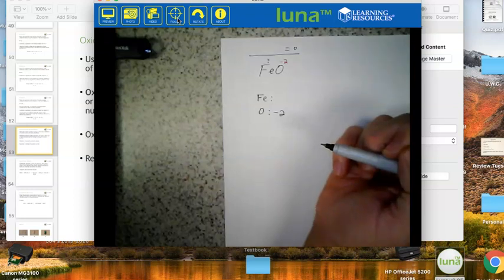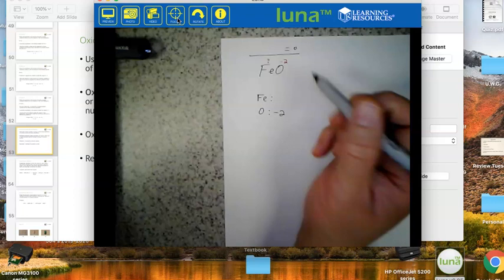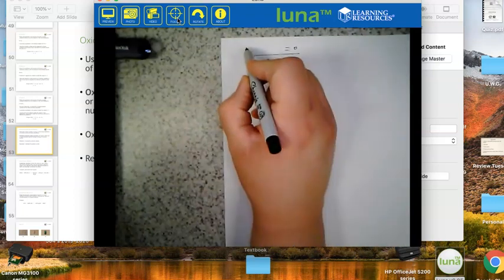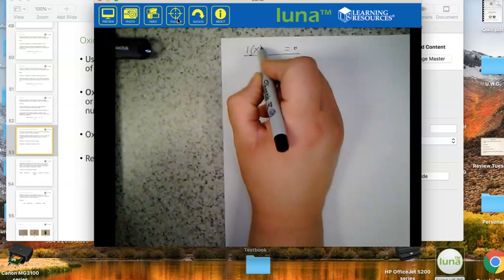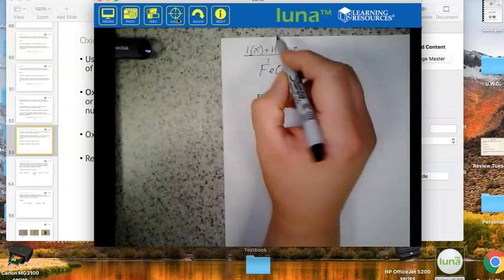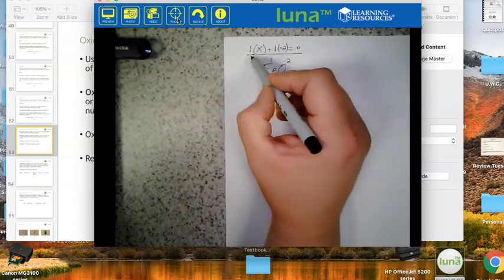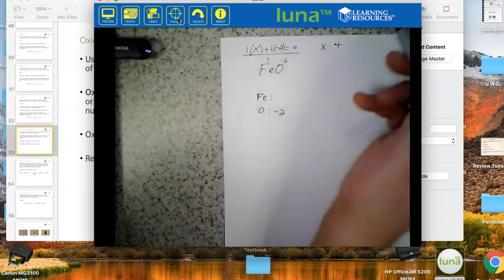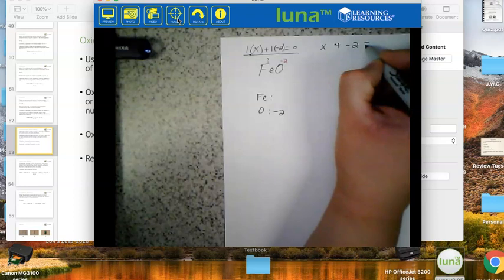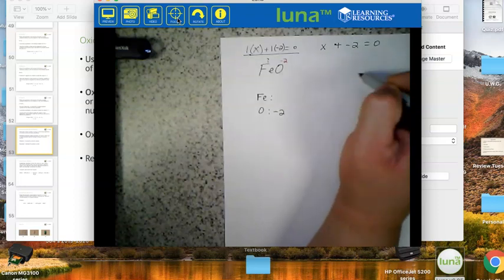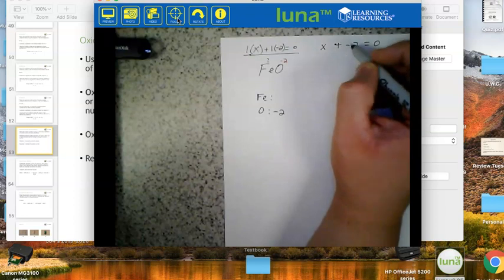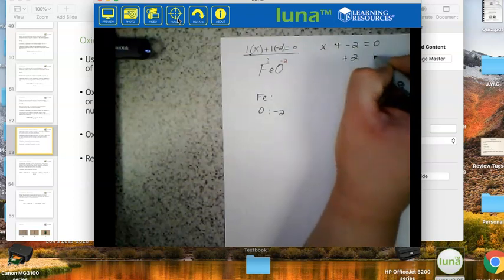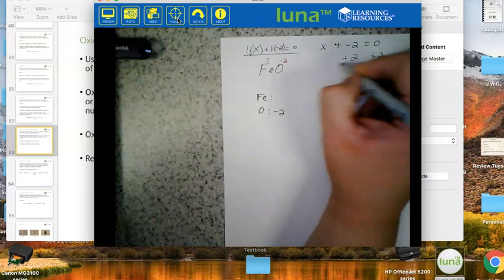So what I need to do here is do the math. I have 1 atom of iron, so 1 atom of iron times its oxidation number, X, plus 1 atom of oxygen. Its oxidation number I know is -2. So 1 times X is X, 1 times -2 is -2. So X plus -2 equals 0. I'm going to add 2 to both sides. The 2's here cancel out. I bring down my X, so X is equal to +2.